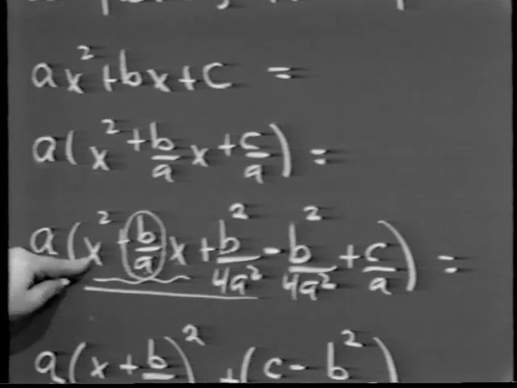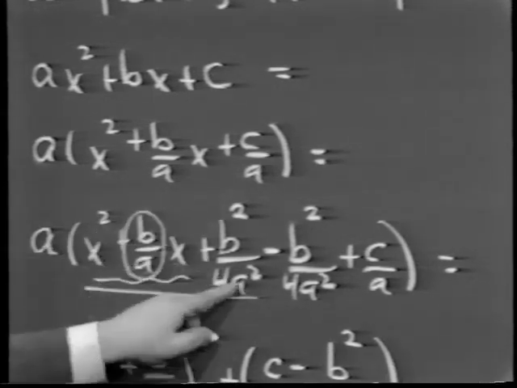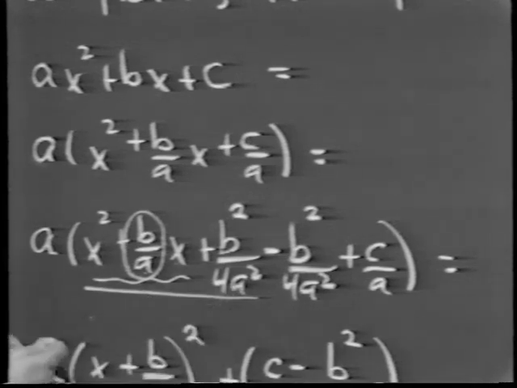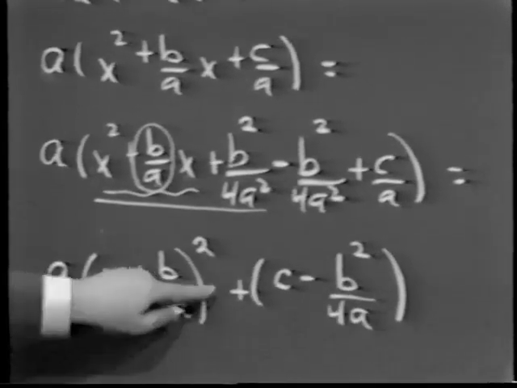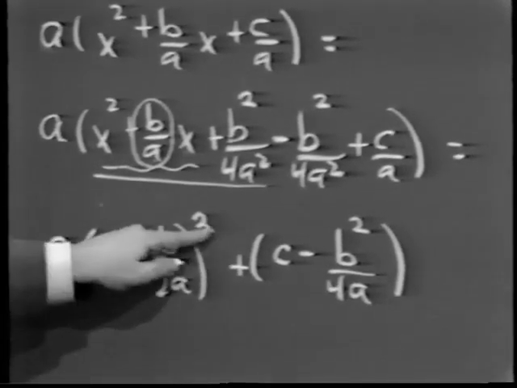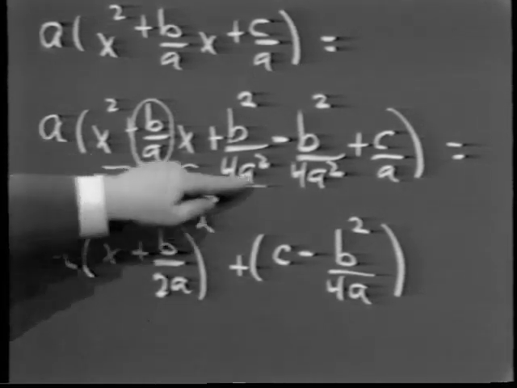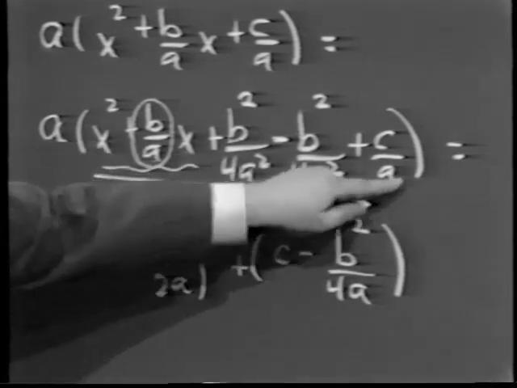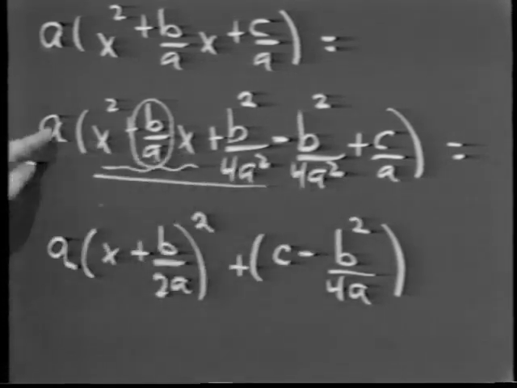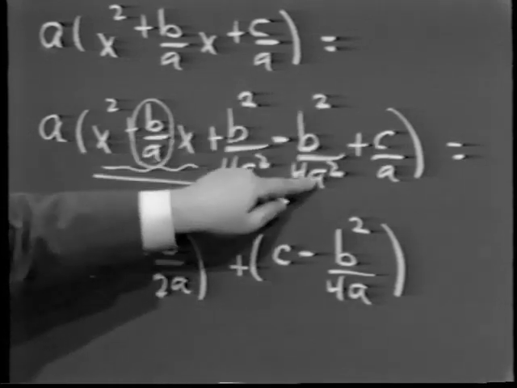In fact, what is x squared plus b over a x plus b squared over 4a squared? You'll notice that this is just x plus b over 2a, squared. See, just multiply this thing out. You see how this particular thing works. In other words, what I've done is I can write this as a times a perfect square. And by the way, what's left over here, if I multiply these two terms through by a, is c minus b squared over 4a.